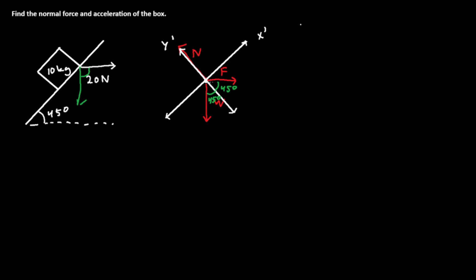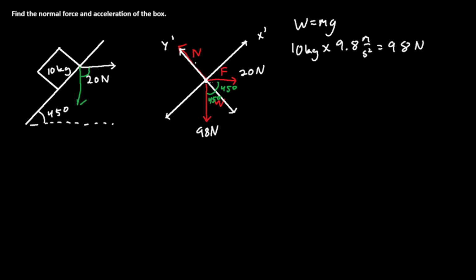So the weight force is equal to mass times gravity. And if you just multiply 10 kilograms times 9.8 meters per second squared, you get 98 newtons. So the weight force is 98 newtons. This force is already given, it's 20 newtons, but the normal force is completely unknown. So let's write down a net force equation in the y prime direction. And we could solve for the y components of these forces, or y prime components if I'm more specific.